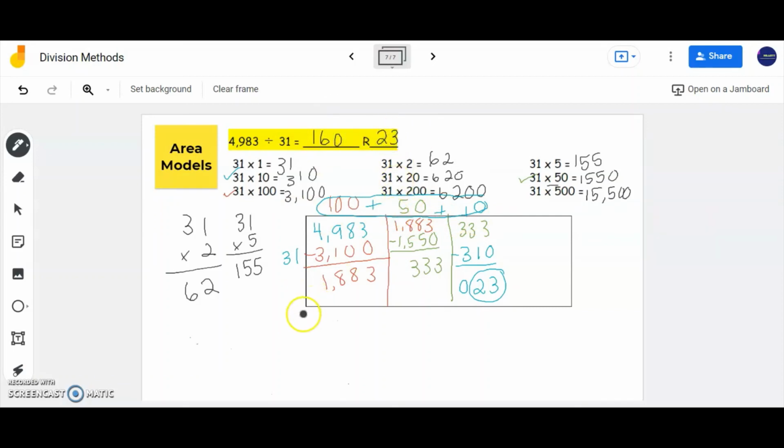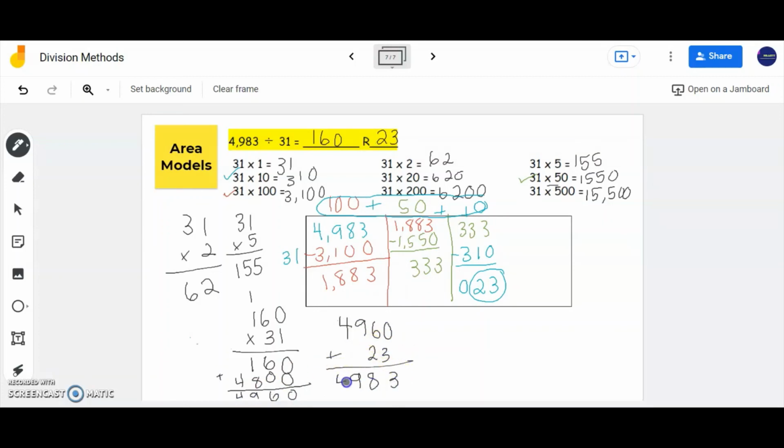Now after doing all of this work, we want to make sure what we did is correct. So I'm going to take my quotient of 160 and multiply it by 31, which is my divisor. So 1 times 0 is 0, 1 times 6 is 6, and 1 times 1 is 1. 3 times 0 is 0. 3 times 6 is 18. 3 times 1 is 3, plus 1 is 4. Now when we add this together, we get 4,960. But we're close. We have to take our remainder of 23, and let's add this together.